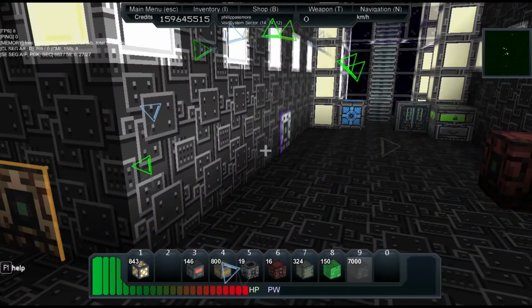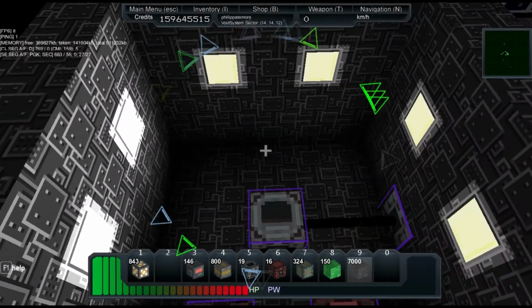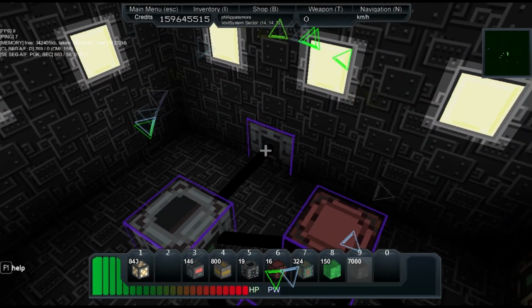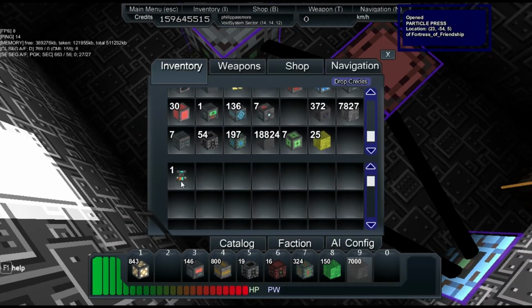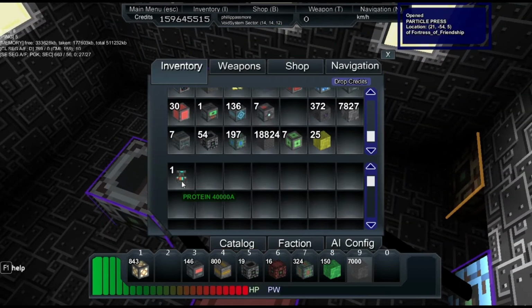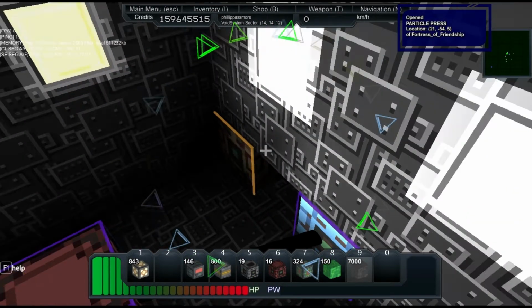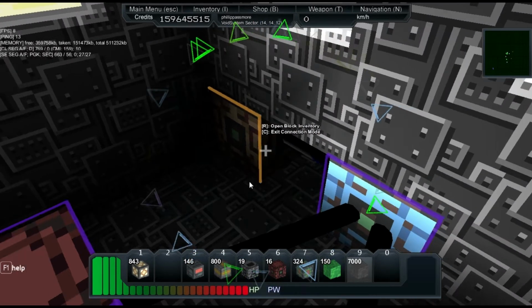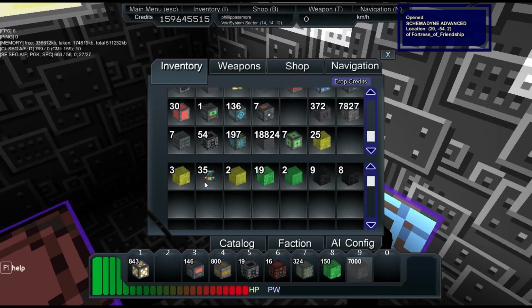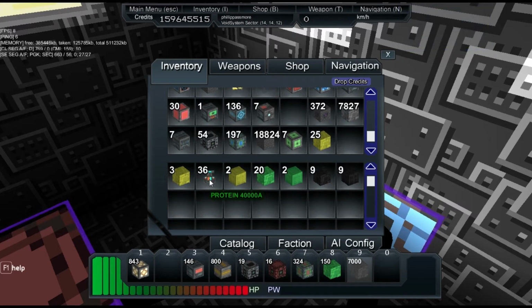But what happens here is, if I go over and make it easier to see, that's for factory input, that is for mineral separator, this is for particle presses, and they're busy making the protein. That all goes down to a Skimmerdyme 2000, which makes power generators. The power generators then go to the Skimmerdyme Advanced, and the Skimmerdyme Advanced uses the protein, the power generators, and the normal hull blocks to make hardened hull.